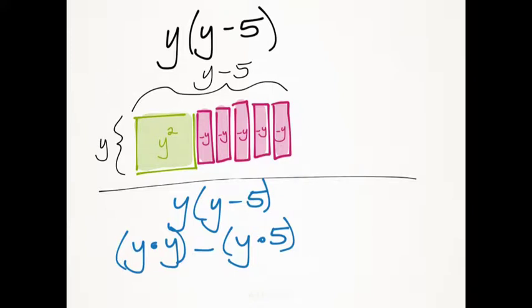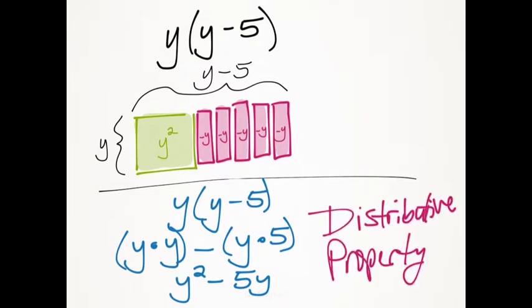So now we're just going to simplify these expressions. And our answer is going to be y squared minus 5y. And that's what's represented up here. y squared minus 5y. We have 5 negative y's, so negative 5y. So that's the distributive property in use.